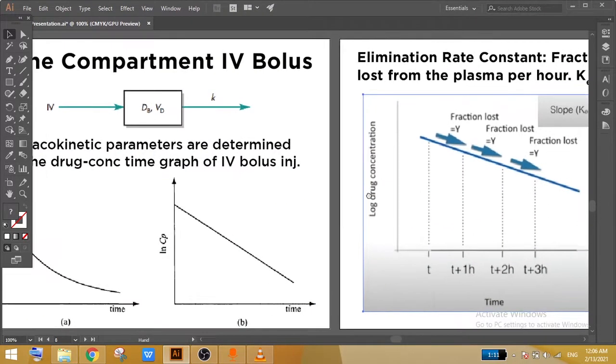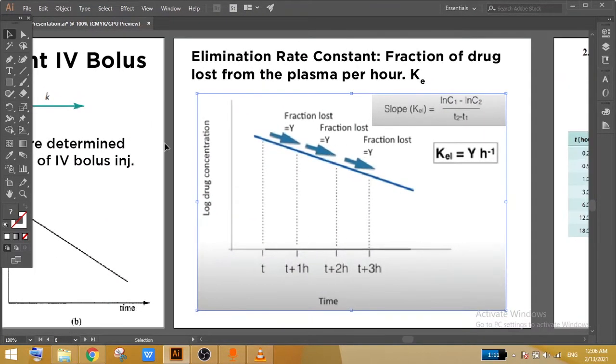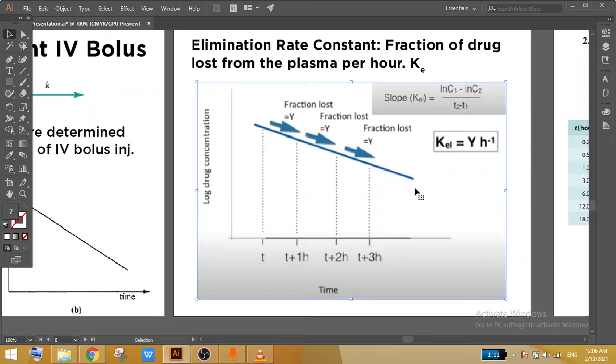So the first parameter is the elimination rate constant of the drug. It is the fraction of drug lost from the plasma per hour. With the increase in time, you can see that the drug is being lost, and the fraction at which the amount of drug is lost every hour is known as the elimination rate constant. So the elimination rate constant is also the slope.